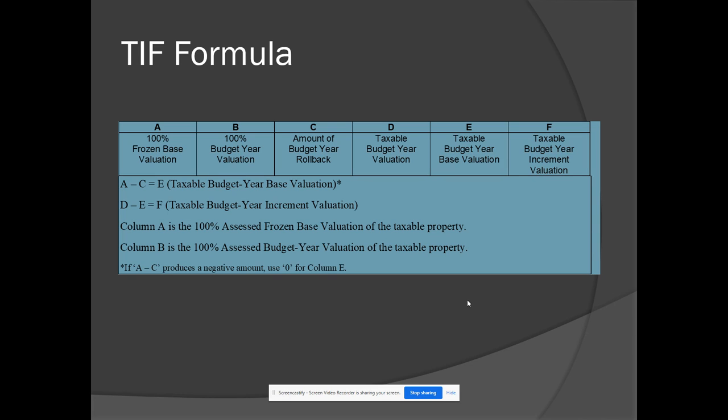Column E would then be the amount of that taxable valuation that's going to be in the base district, and column F would be the amount of that valuation that then would be in the increment district. So A minus C is always going to be E. D minus E will then be F. And then just as a note, if A minus C produces a negative amount, then you'd use 0 for column E. So this is really sort of the basics of the TIF formula, right?